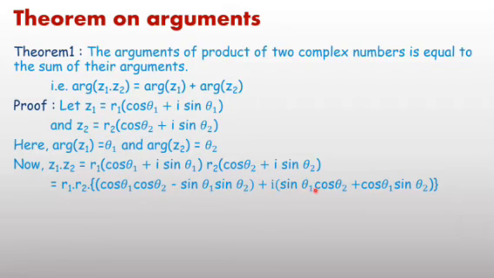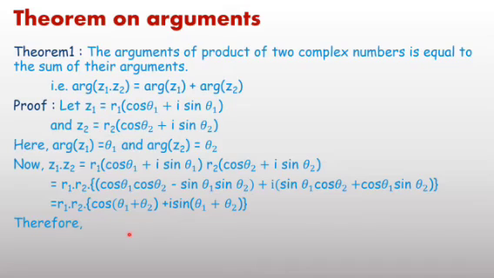I take sin theta 1 cos theta 2 plus i cos theta 1 sin theta 2. Taking i outside: cos theta 1 sin theta 2. And inside the bracket, using the formula cos A cos B minus sin A sin B, which means cos(A plus B): r1 r2 [cos(theta 1 plus theta 2) plus i sin(theta 1 plus theta 2)], because the formula for sin(A plus B) is sin A cos B plus cos A sin B.